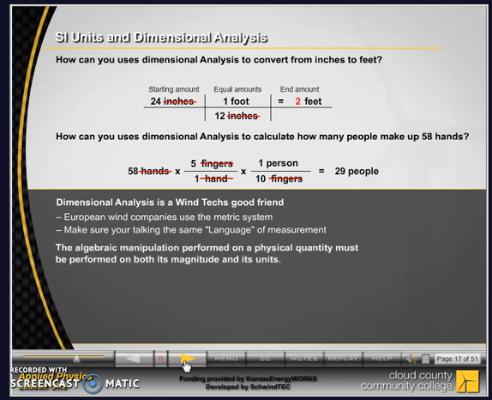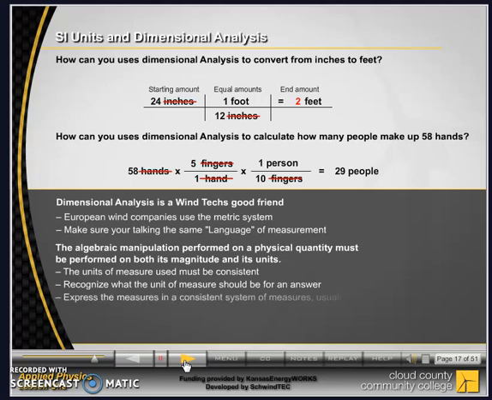The algebraic manipulation performed on a physical quantity must be performed on both its magnitude and its units. To understand the value of the result of the algebraic manipulation, the units of measure used must be consistent. Often, though, the units of measure used in the experiment are convenient to the experiment but not consistent with the problem to be solved. Thus, we need to recognize what the unit of measure should be for an answer, and we need to express the measures in a consistent system of measures, usually the SI units.